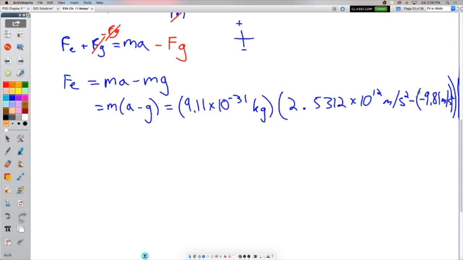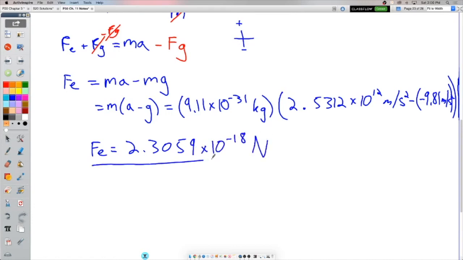If we were to take it away, that would be saying that the Fe would need to be weaker, but the Fe doesn't. It needs to be even stronger to overcome gravity. Although, as we'll see, or as you're probably seeing, even just looking at those numbers, gravity is pathetic, right? Compared to this acceleration, the acceleration due to gravity is nothing. So I'm getting the same answer you would have got if you had ignored gravity. I'm getting 2.3059 times 10 to the negative 18th power newtons.